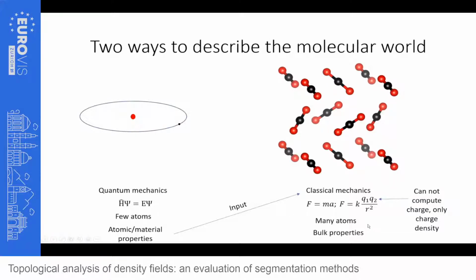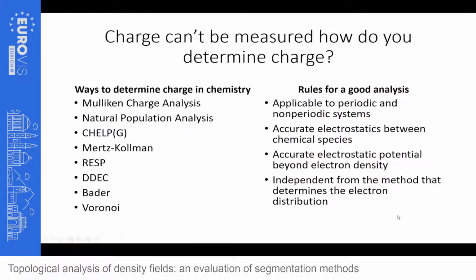Unfortunately for us, quantum mechanics cannot determine these two properties, namely the charges, which are used in this equation. The closest thing to charge, which you can get from quantum mechanics, is charge density. And over the years, a lot of methods were developed which try to solve the issue of determining charge. But not all of them are good or accurate.